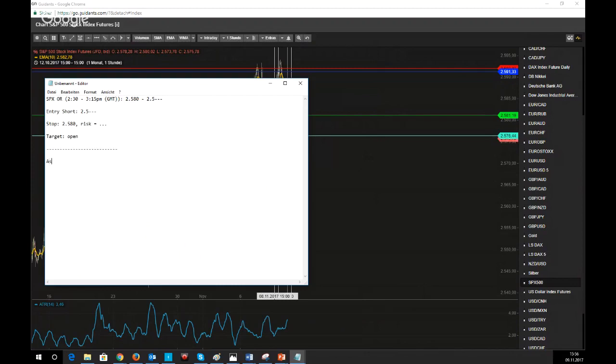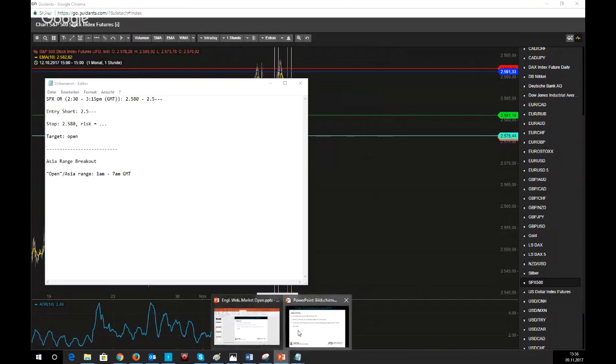And Google for the following. It's the Asia range breakout. Same simple strategy. And in fact, it looks at the open range, which is in fact the Asia range, between 1 a.m. till 7 a.m. GMT. And based on that, you can then also formulate a setup based on those parameters.